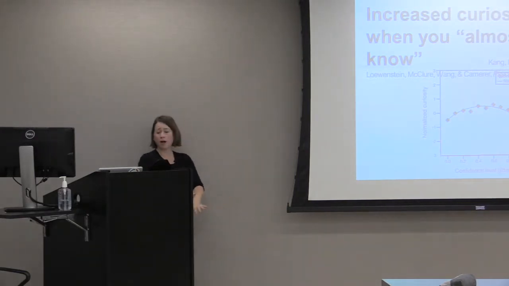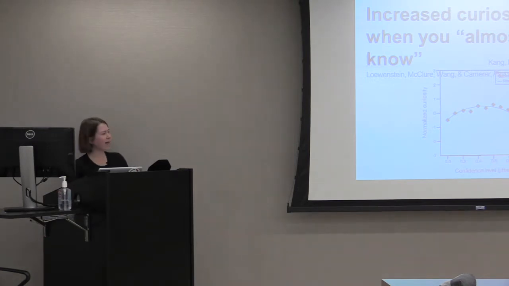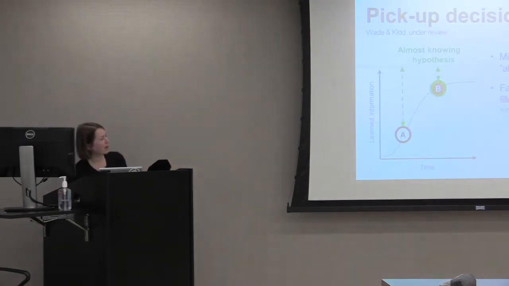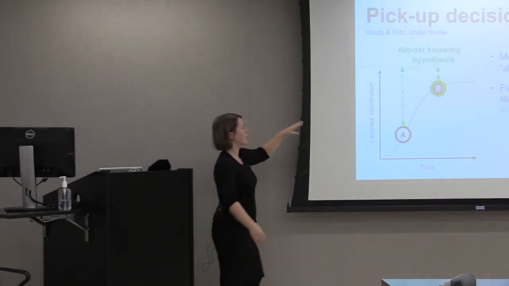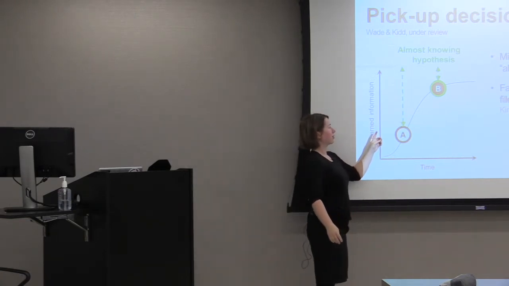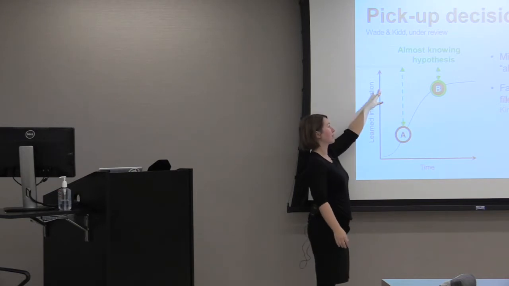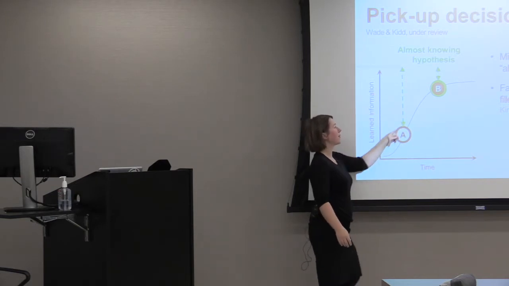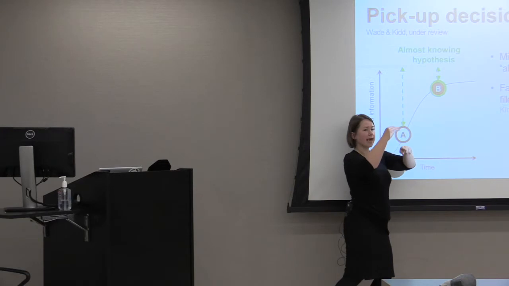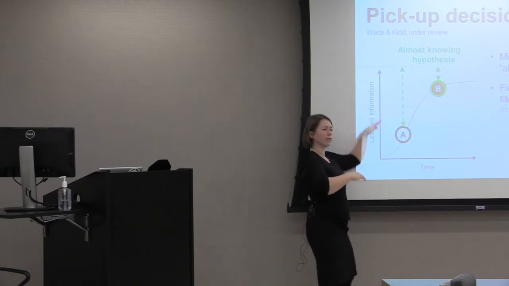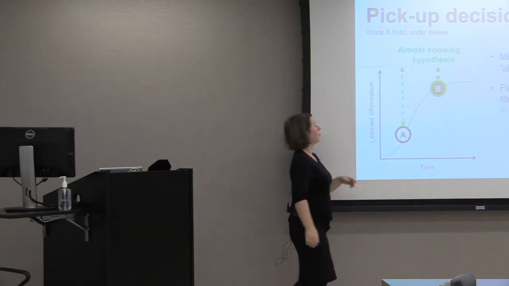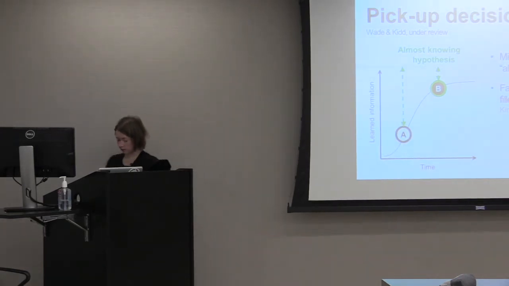So it could be that you care about this gap size, but you actually choose the opposite of the largest information gap available. We'll call this the almost knowing hypothesis. It could be that you favor filling in gaps that are almost complete over ones that are much bigger. So that's another possibility that's out there in the literature.